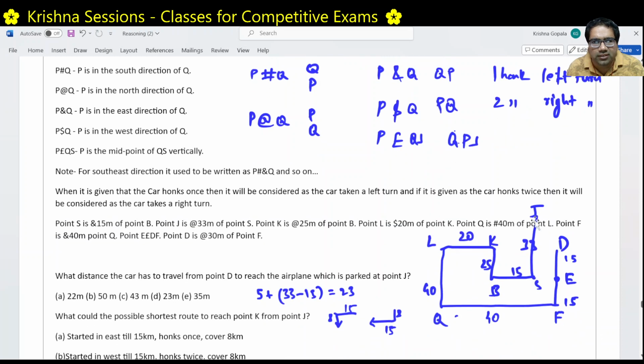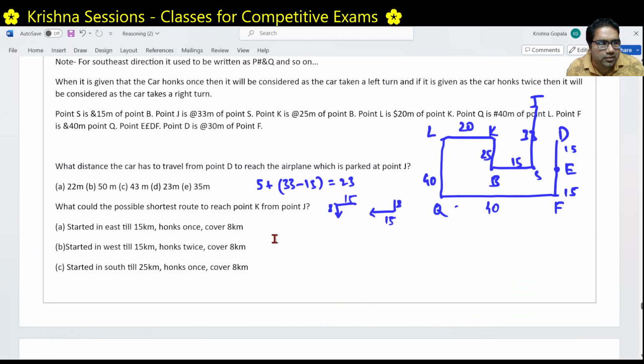Basically, the west part is actually 15, right? We know this is 15 and this one is again 33 minus 25. This is already 25. So, 33 minus 25. So, this part is 8. This part is 15. This part is 8. This part is 15. This part is 8. Either he travels 15 first or he should travel 8 first.